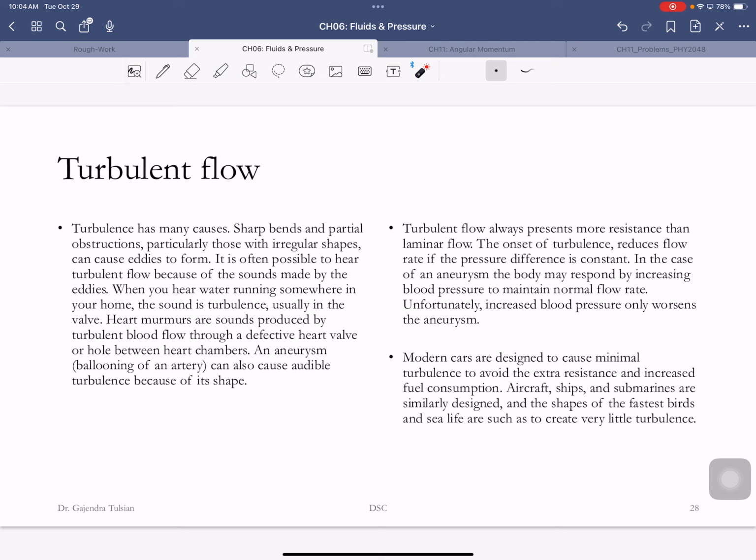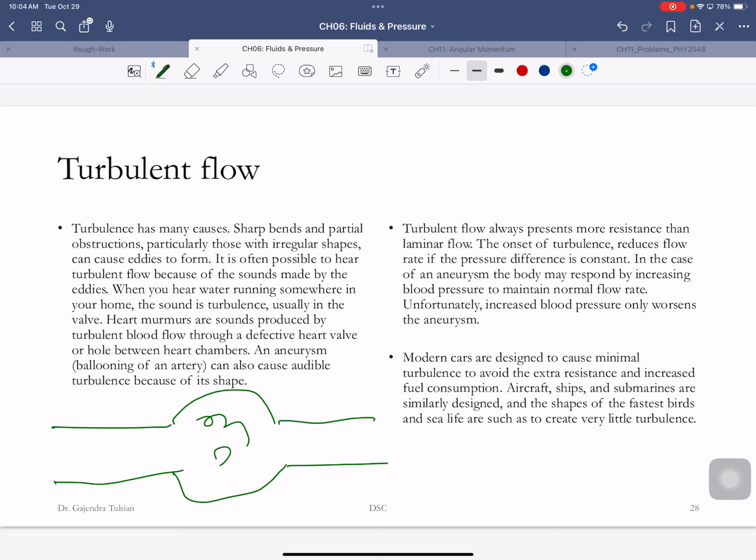Heart murmurs are sounds produced by turbulent flow through a defective heart valve or hole between heart chambers. An aneurysm can also cause audible turbulence. So if you have an aneurysm, the shape causes turbulent flow, and you can hear that.